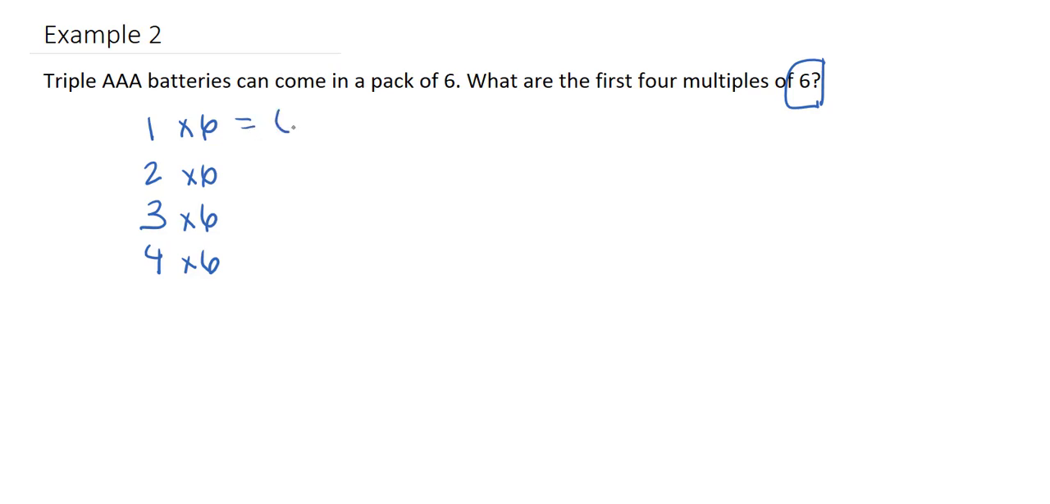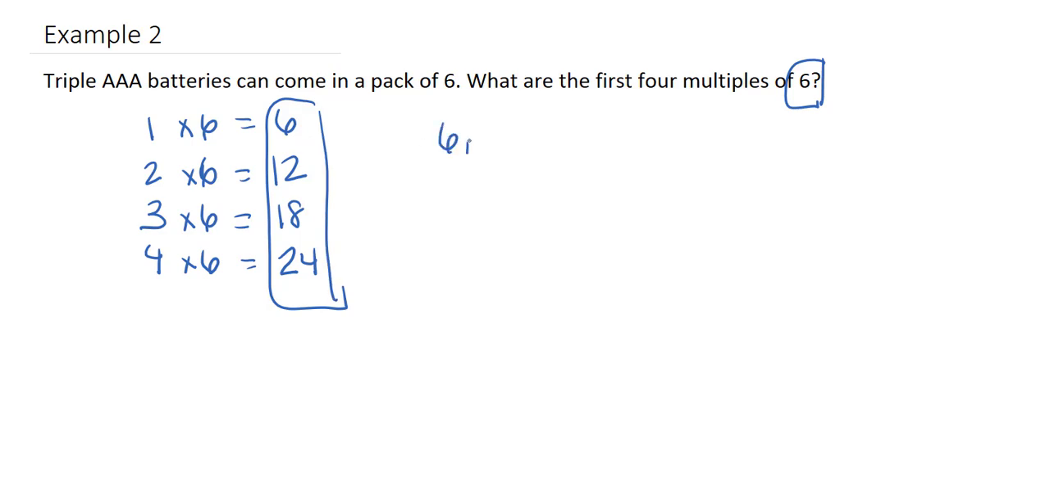So 1 times 6 is 6. 2 times 6 is 12. 3 times 6 is 18. And 4 times 6 is 24. So as you can see, these are our multiples. We can go ahead and write it like this: our first 4 multiples of 6.